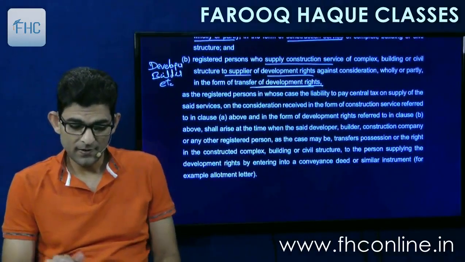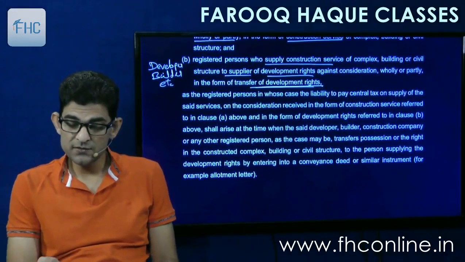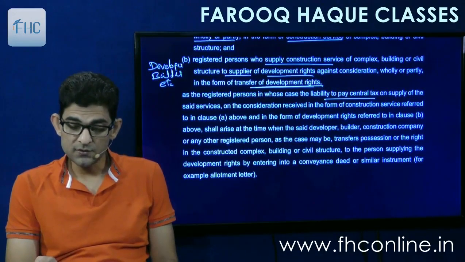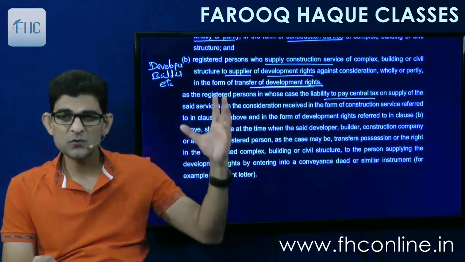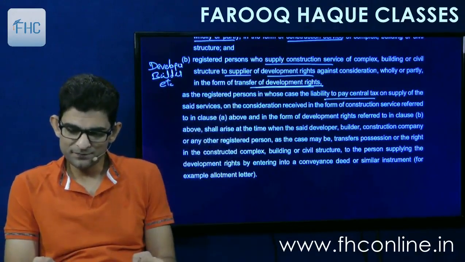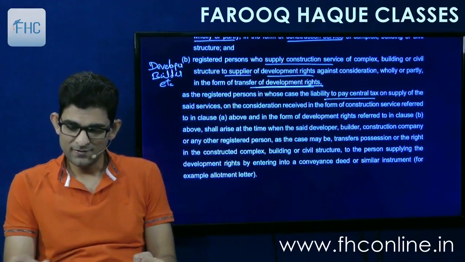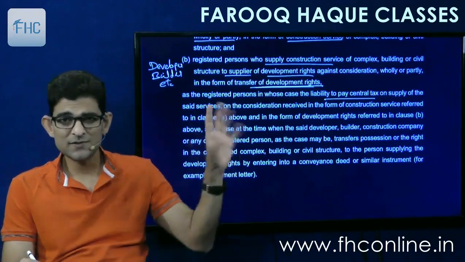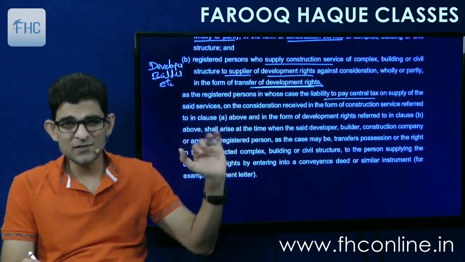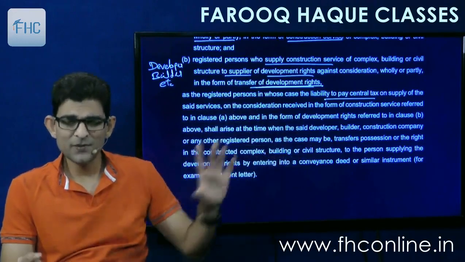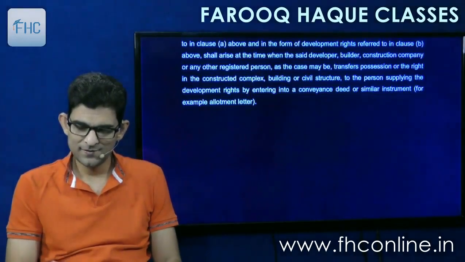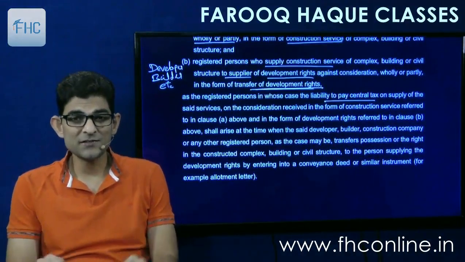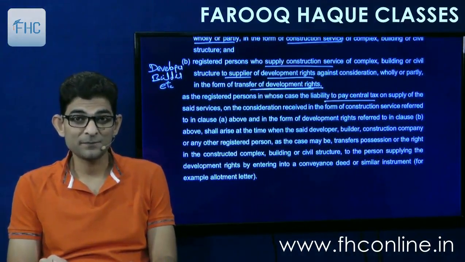Now let's see. As the registered persons in whose case the liability to pay central tax on supply of said services on the consideration received in the form of so and so, again those repetitions of words are there. This whole thing is that vice versa, that I am giving you this and getting that, and you are giving me that and getting this. So no need to read. Basically what it says is that this vice versa thing will be a supply.